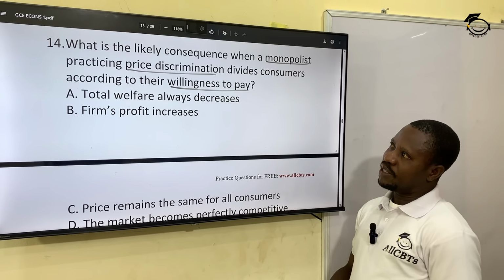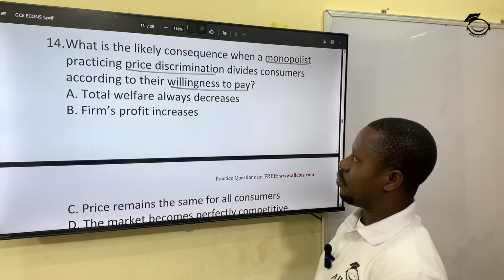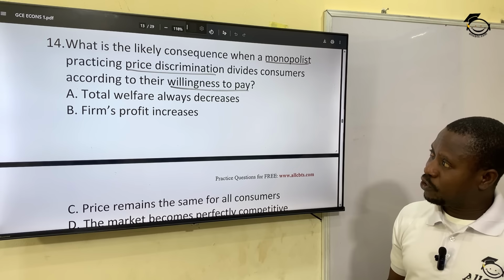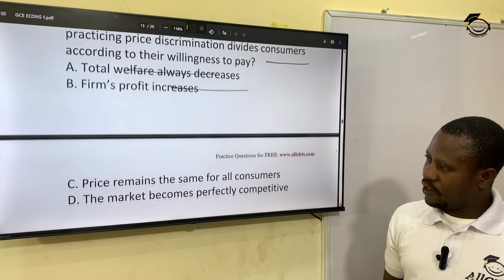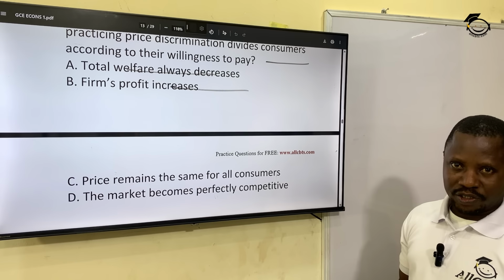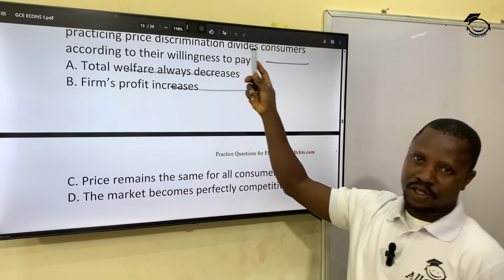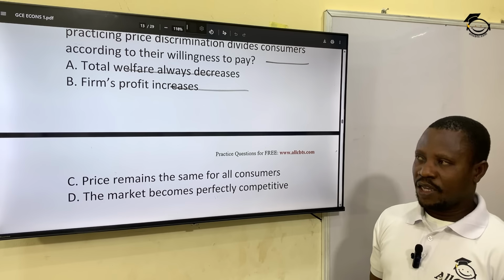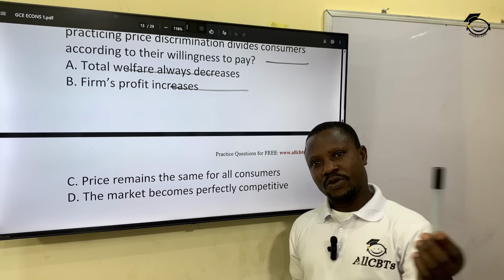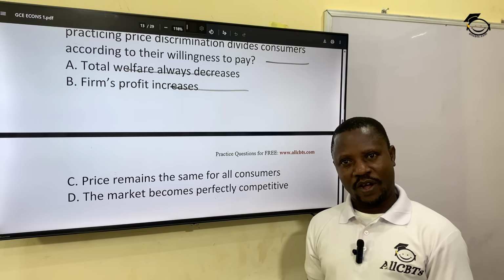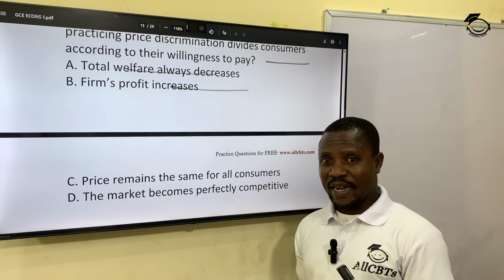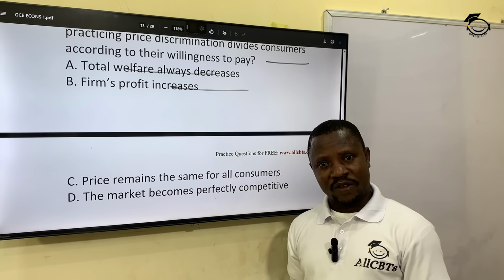Very well. So what do you think will happen? A, total welfare always decreases. B, firms' profit increases. C, price remains the same for all consumers. C cannot be correct. Do you know why? Because you say there's price discrimination, so price cannot be the same. Okay? Something you bought in Lagos for 1,000 naira, you could get to Ogun State and buy it for what? 1.2 or 1.5, because of transport, because of logistics. Or you could also buy it lesser, depending on the standard of living of the people in Ogun State.